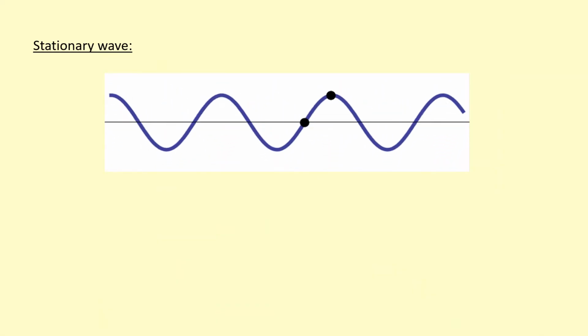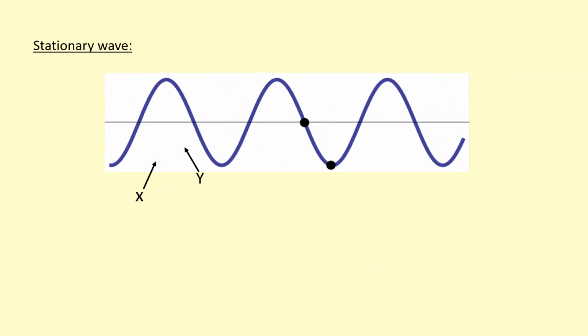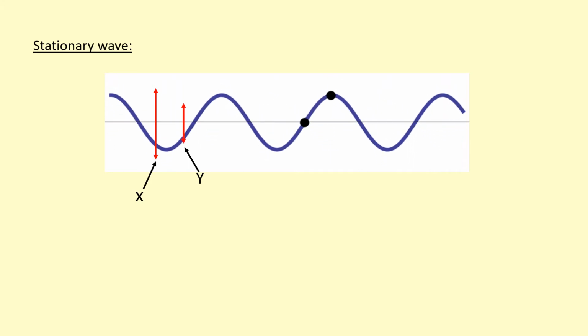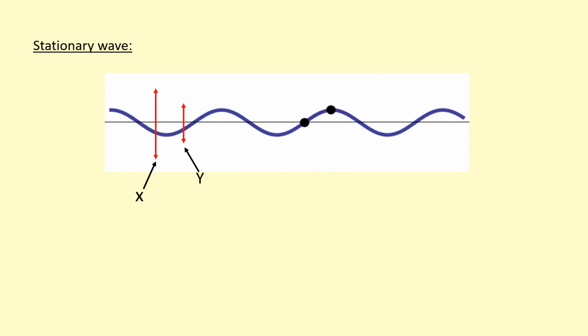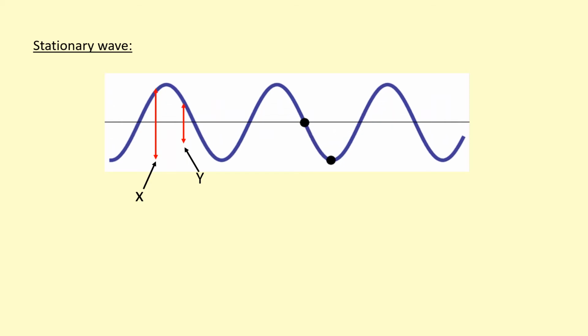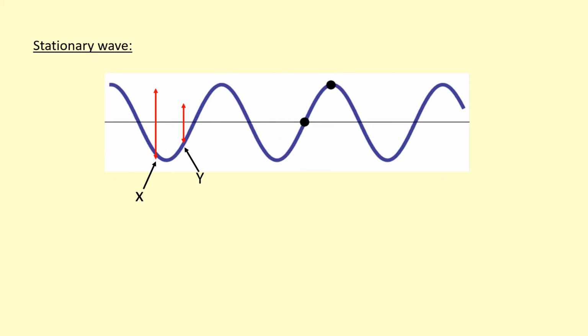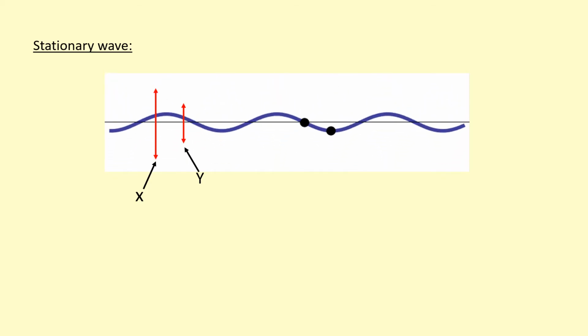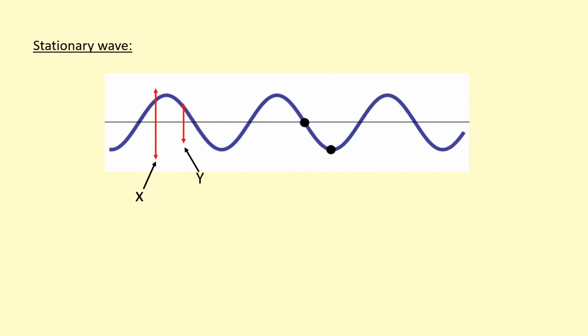Okay, so for a stationary wave, let's look at 2 points, say x and y here. We can see they're both oscillating between these 2 points here. So they have different amplitudes. The particle at x has a larger amplitude, it can reach a larger maximum displacement compared to the particle at y, which has got a smaller maximum displacement.